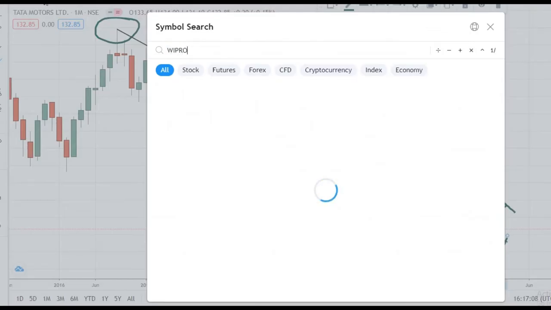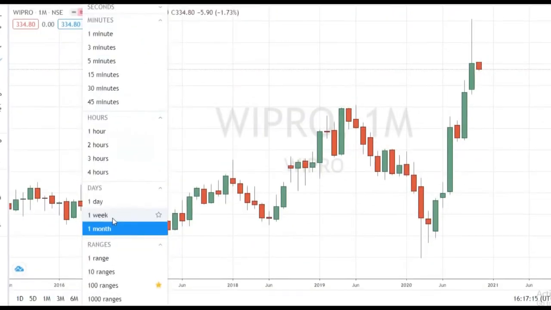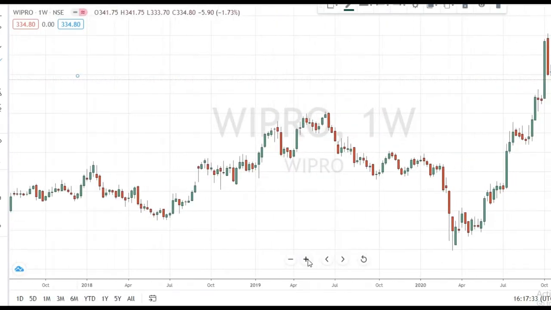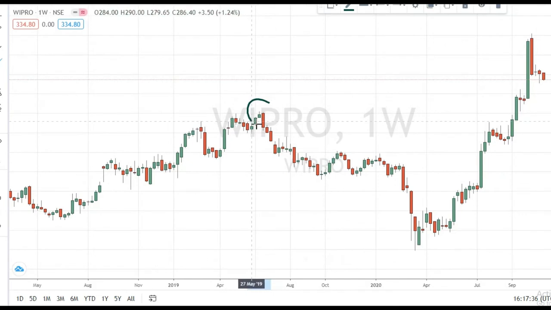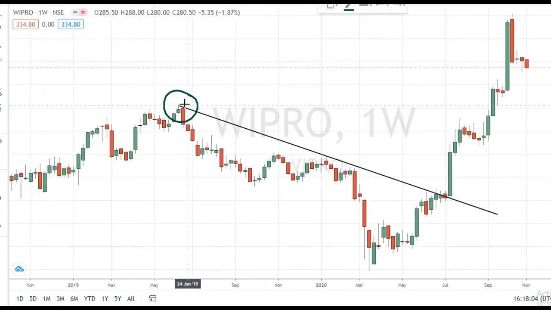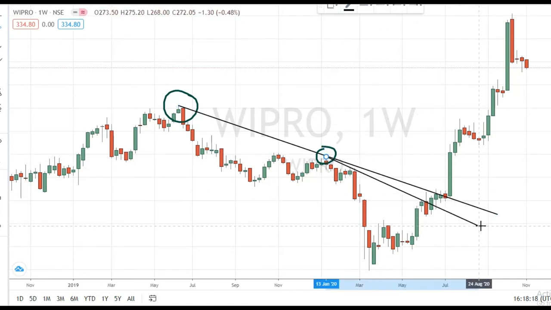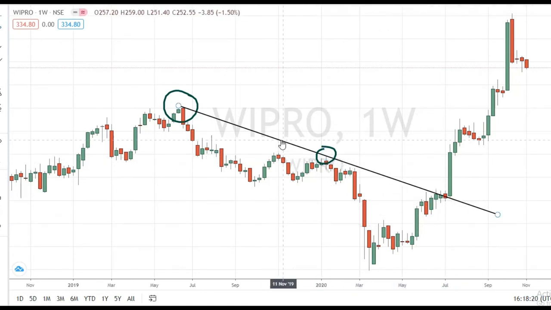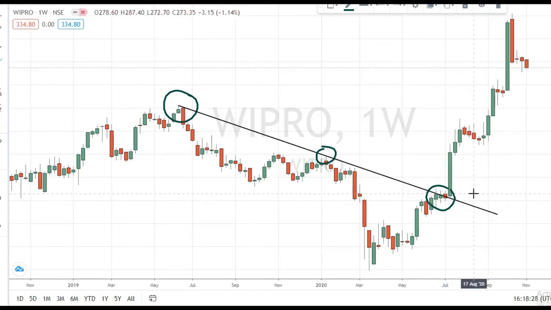Let me go to Wipro. This is Wipro. I'll change it to the weekly time frame. Now here in this chart, you can see this was the point where it had made a high. So let's start drawing a downtrend line from here. I've started from this point and I have attached to this point. There's just one point I have attached to. Let me see if I can draw one more downtrend line from this point. So it doesn't look so good. So this is the one downtrend line I have now. And you can see once the price broke this level, how beautifully it has moved up.